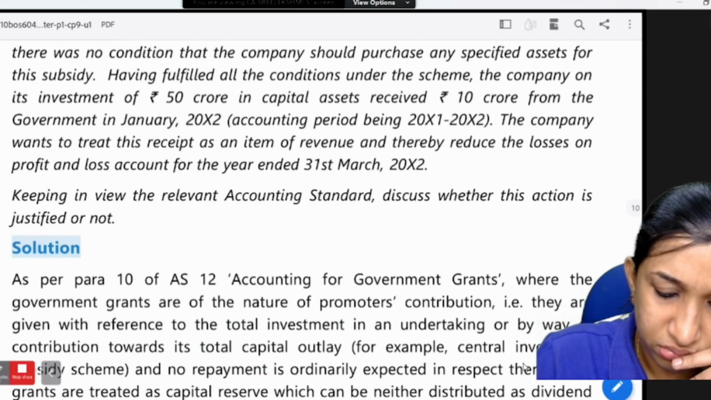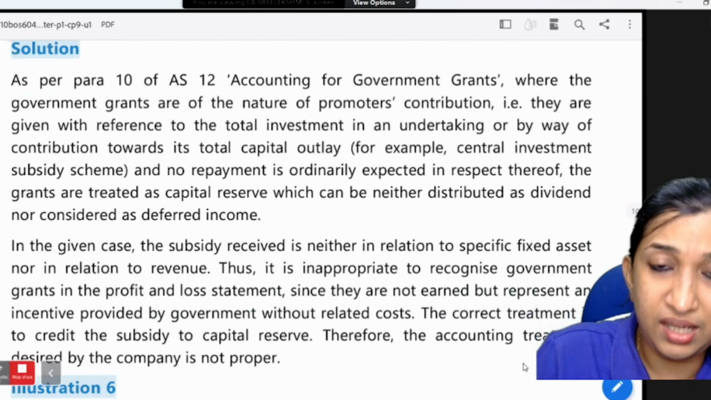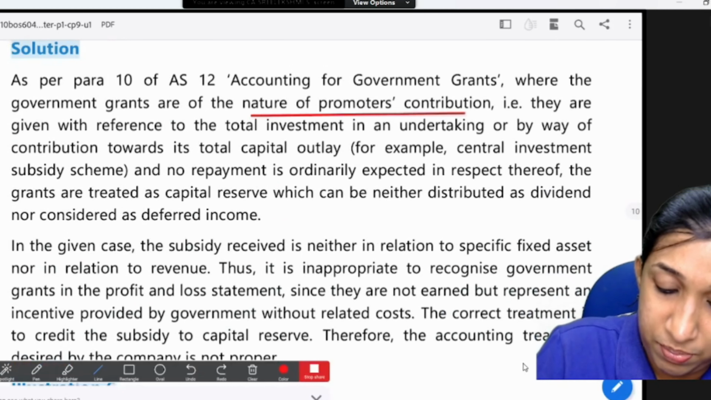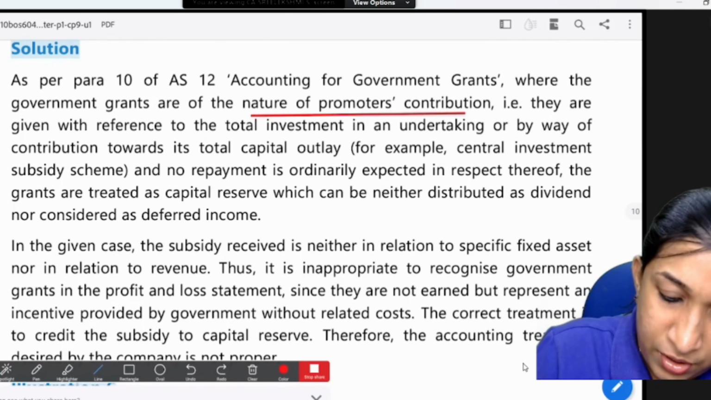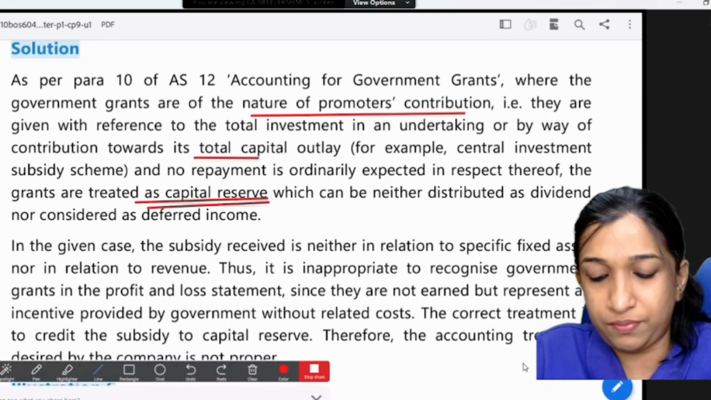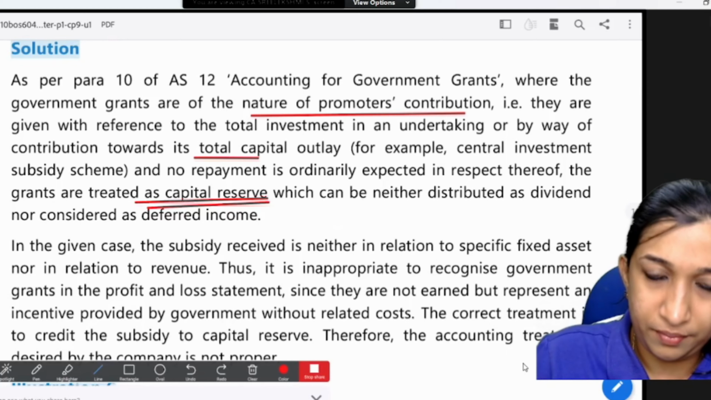No. Just read the answer fully later. It's in the nature of promoter's contribution. So, it's contribution towards total capital. No repayment is expected. So, treat it as capital reserve.